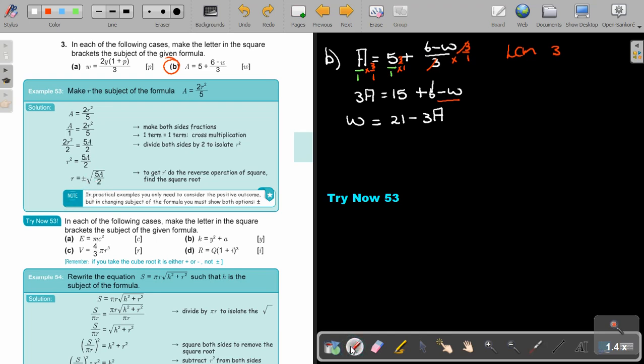Okay. Again, I want you to stop the video. I want you to do number B. And I like this one, it's a cube, B and C. You can continue the video as soon as you are finished.